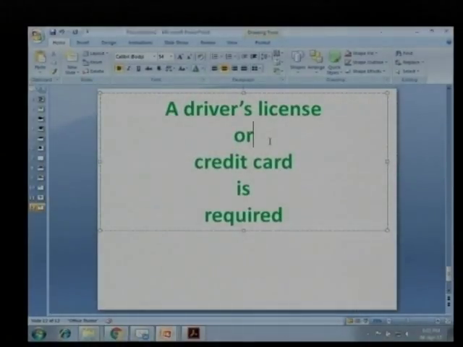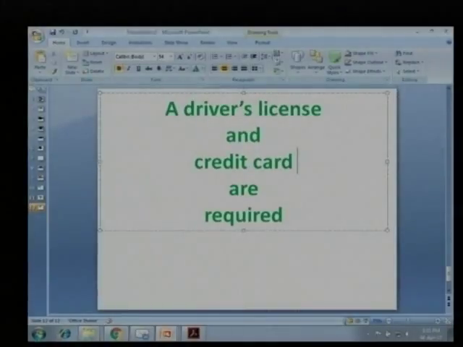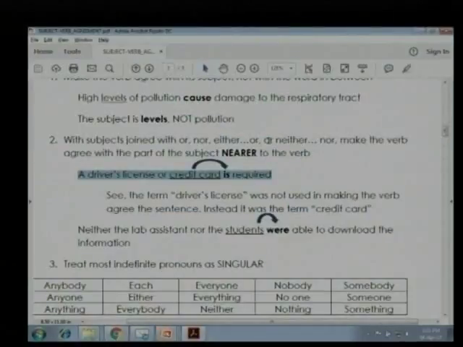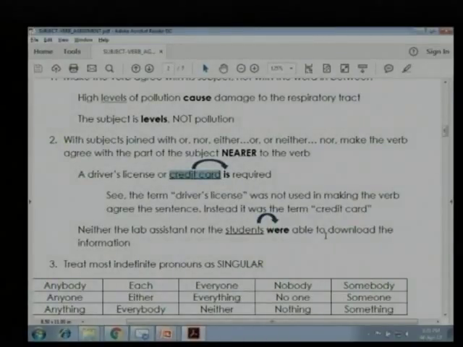But if I use "and", a driver's license and credit card are required. Even though this is a singular form or plural form, it does not matter. Since I am using "and", I am joining them, I am making it plural. See, the term "driver's license" was not used in making the verb agree in the sentence. It was the term "credit card" because it's closer. So credit card is closer to the verb, that's why I pick this form.